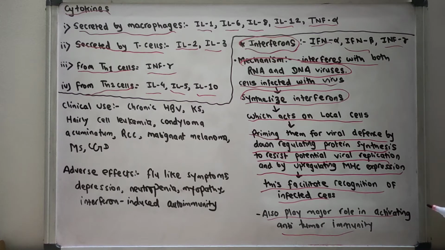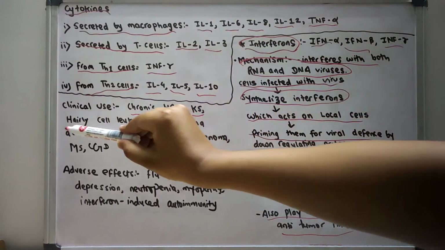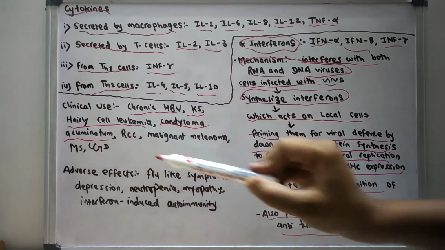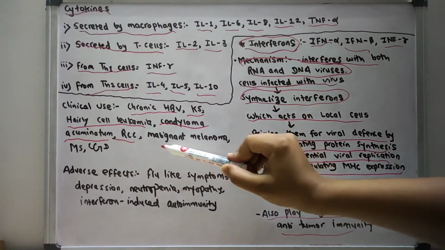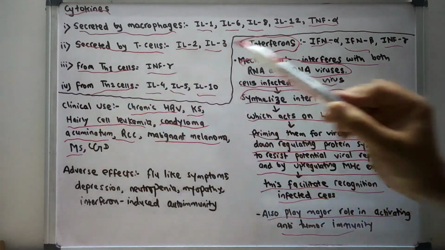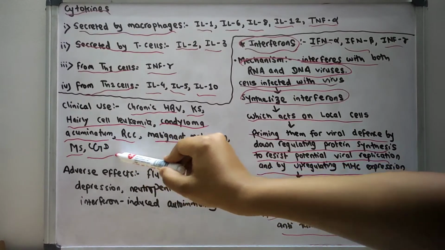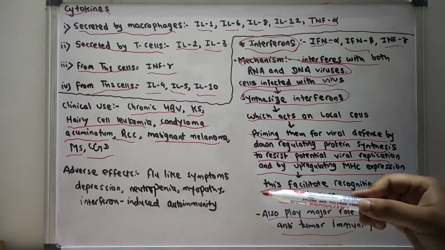So what are the various clinical uses of the interferons? The various clinical uses of the interferons are in chronic hepatitis B virus infection, Kaposi sarcoma, hairy cell leukemia, condyloma acuminata, renal cell carcinoma, malignant melanoma, multiple sclerosis, and lastly chronic granulomatous disease, CGD.